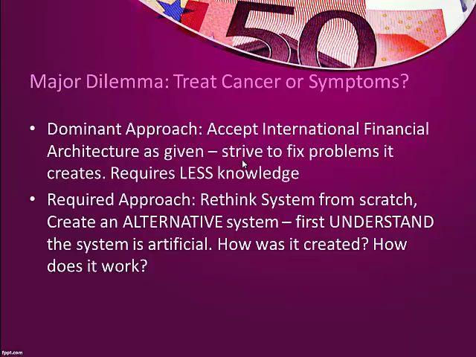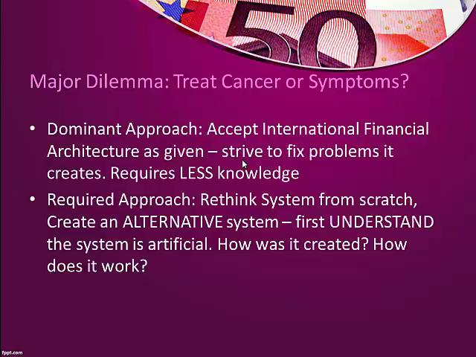So the dilemma that we face is: should we treat the cancer or should we treat the symptoms of the cancer? The standard approach is that the international financial architecture is a given, there's nothing we can do about it. So if it's causing problems, let's fix the problems. Now how about going to the root and saying that all of these problems are being caused by the wrong financial architecture, so let's try to change the architecture. Well, that's the source of the problem.